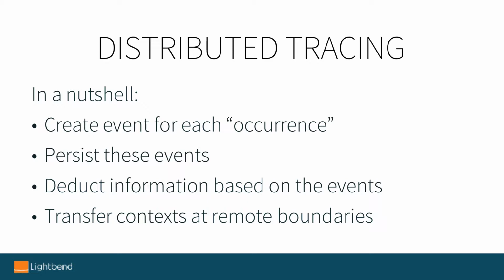And you also need to ensure that you transfer context at these remote boundaries. So now the dog not only needs to be able to jump this fence, it should also be able to jump into the neighbor's yard or whatever. You know, between nodes, you need to transfer this context.